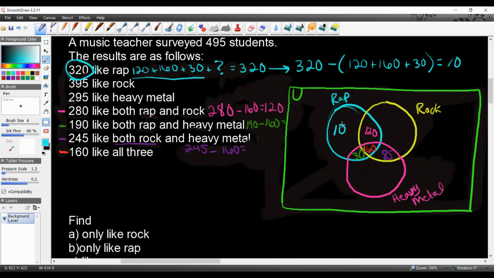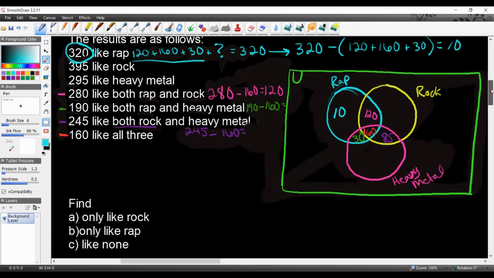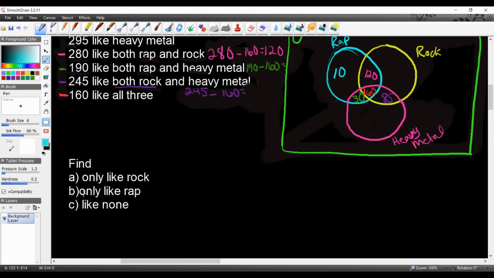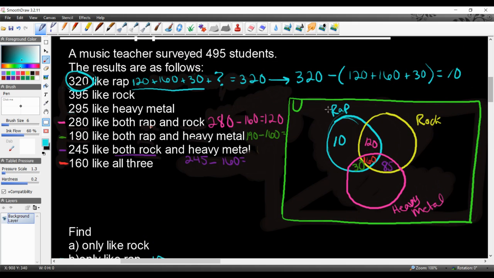So that means that only 10 students like rap. And that's one of our answers down here. You scroll down a bit, letter B says, how many only like rap? The answer is 10. Okay, we're going to do the same thing and just go ahead and fill out the rest of this.